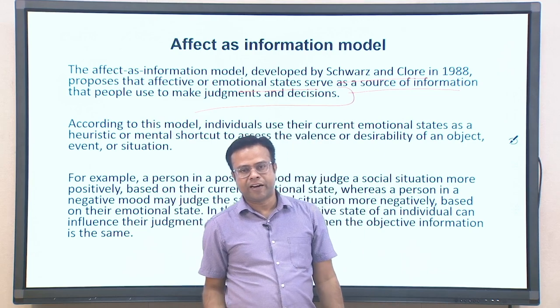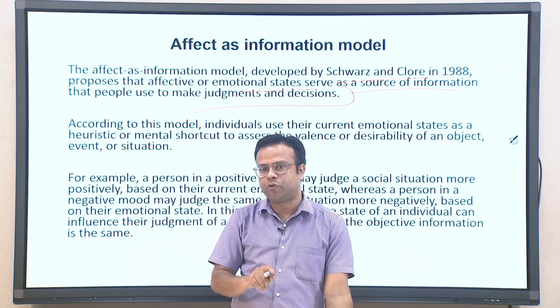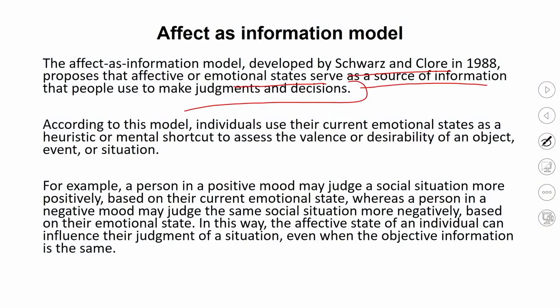So, according to this model, individuals use their current emotional state as a mental shortcut to assess the desirability of an object or a situation. So, they assess according to the emotions whether this is a positive thing or a negative thing, and accordingly they take decisions.